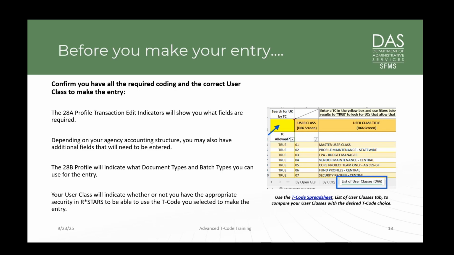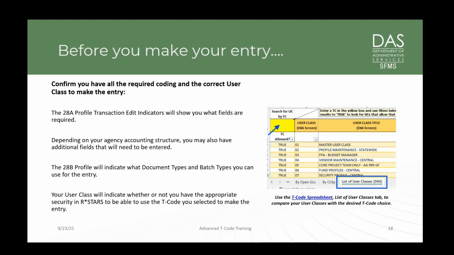And then the 28B profile will indicate what document types and batch types you can enter for that entry. And then your user class actually indicates whether or not you have the appropriate security in RStars to use the T code you selected and make the entry.